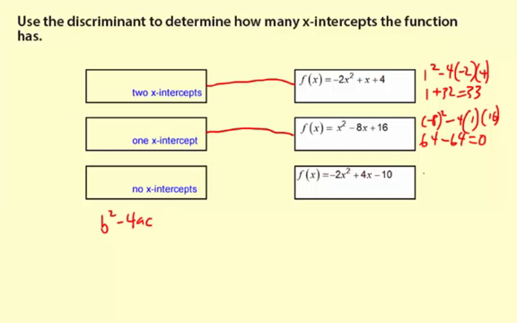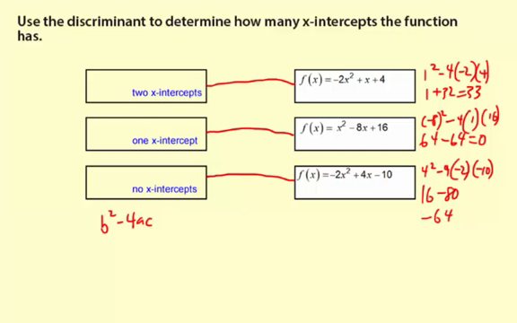The b value is 4, so it's going to be 4 squared minus 4, and then times negative 2, and then times negative 10. 4 squared is 16, and then negative 4 times negative 2 is positive 8, and then 8 times negative 10 is negative 80, so it'll be 16 minus 80, and that is negative 64. So that should mean no x-intercepts.